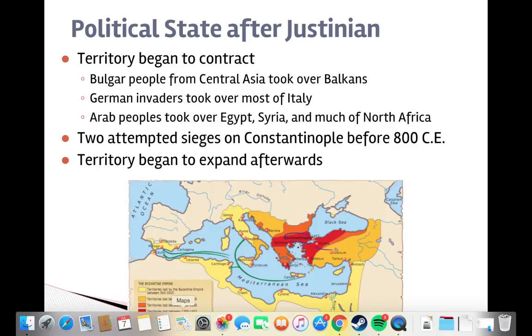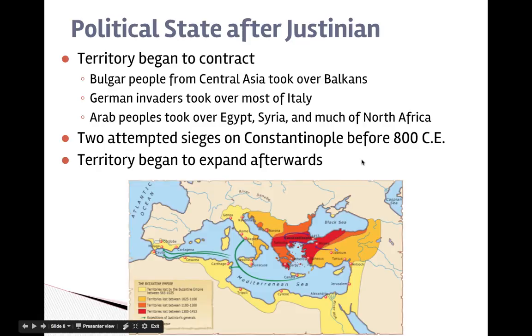If you see the key of this map here, you're seeing all the different territories that are lost. And notice that everything in yellow was what was lost right after Justinian died. So this is a pretty significant loss of territory.